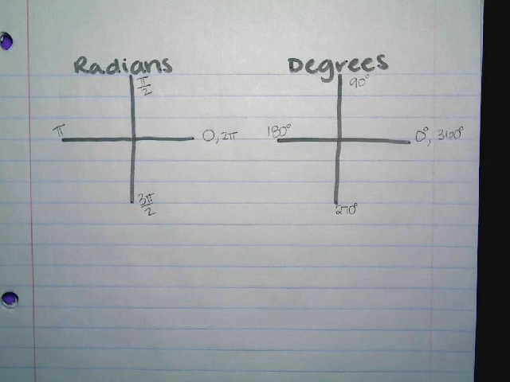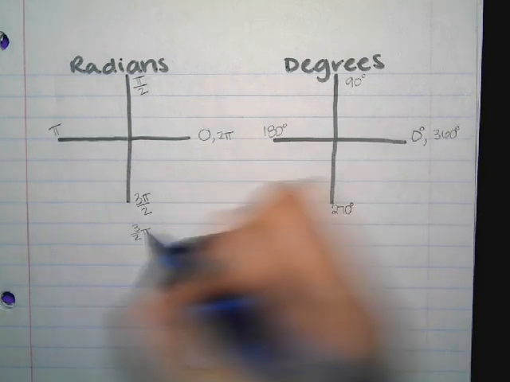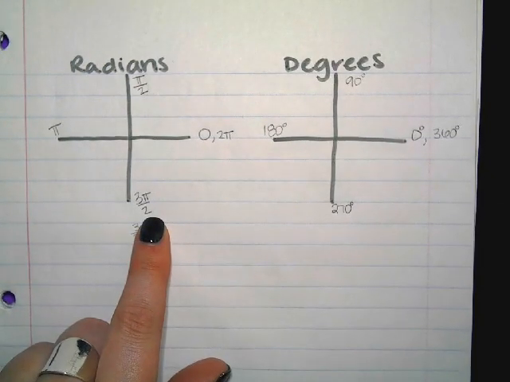Yes? What's the difference between putting 3 pi over 2 and then 3 over 2 pi? So you can write 3 pi over 2, you could write 3 over 2 pi. Those are equivalent. Most math people are going to write it this way.